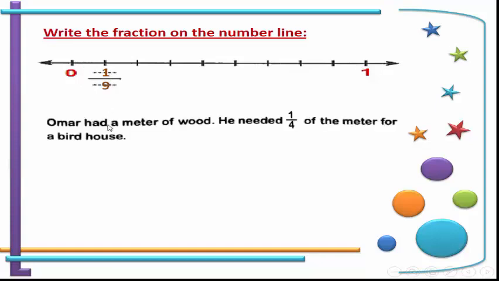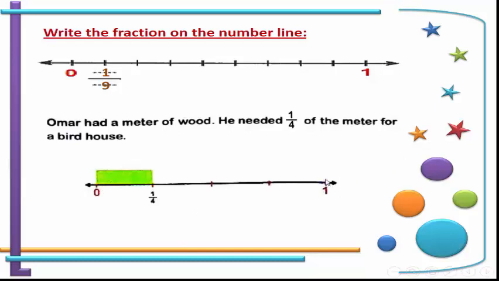Omar had a meter of wood. He needed a fourth of the meter for a bird house. So he has a meter of wood and he needed a fourth of this meter for a bird house. Let's draw a number line to represent a fourth. We have 2 steps. The first step, draw the number line. Start with 0 and end with 1, okay?